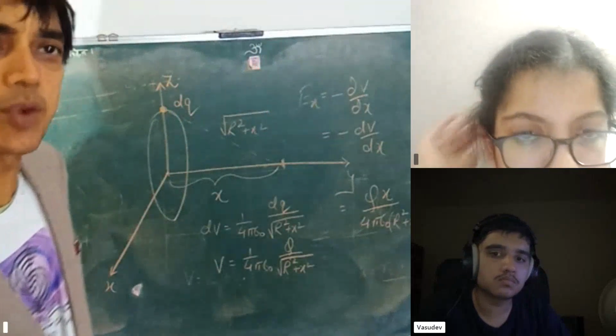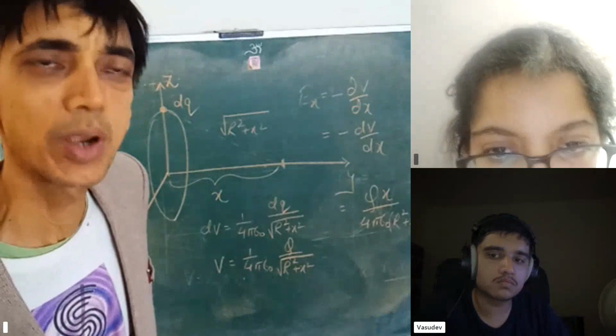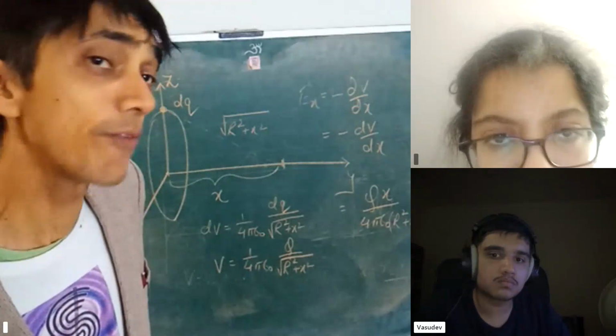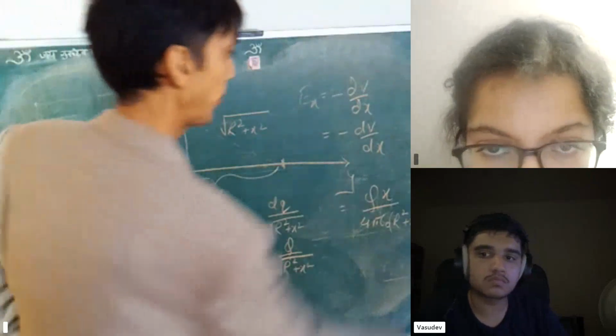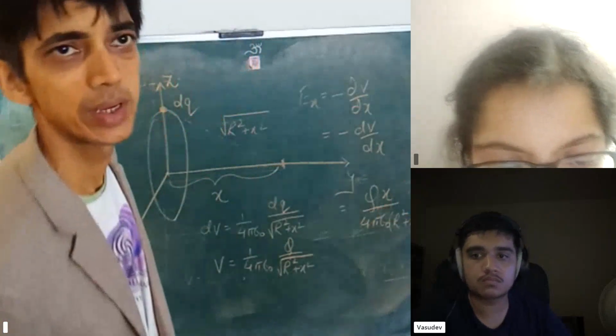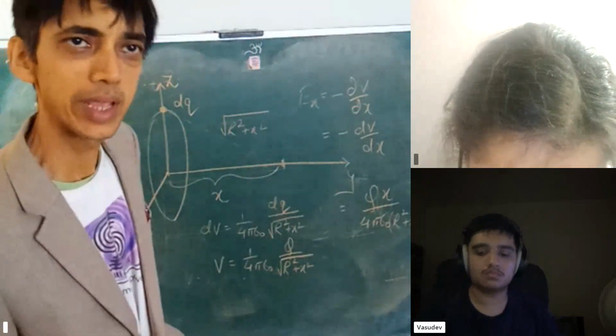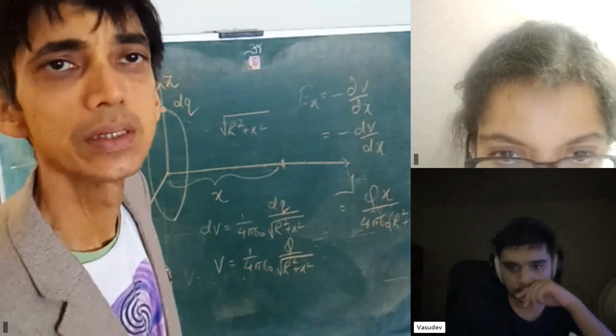Okay, can I get a plot for the field? Potential is simple, you'll be able to plot. Can I get a plot for field versus x? This is the total field, by the way. You can say Ex or E, on any axial point which is at distance x from the center of the ring.